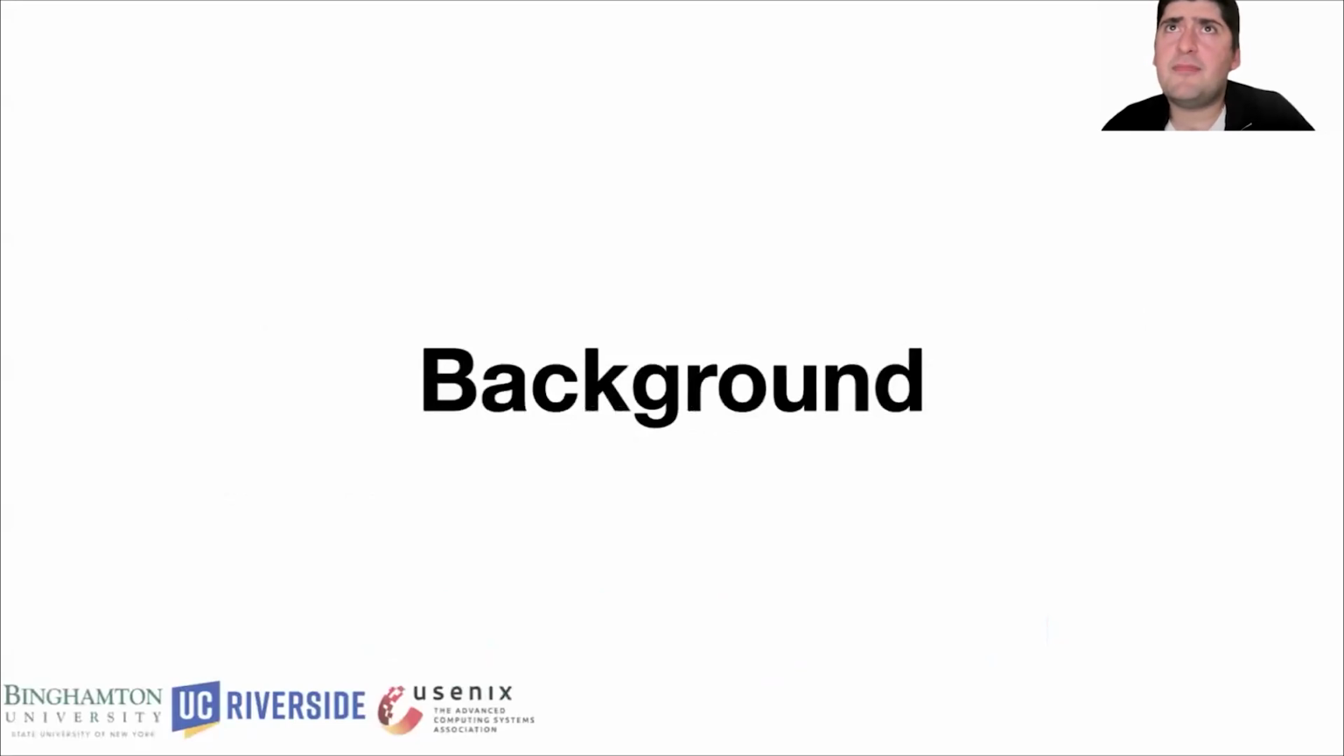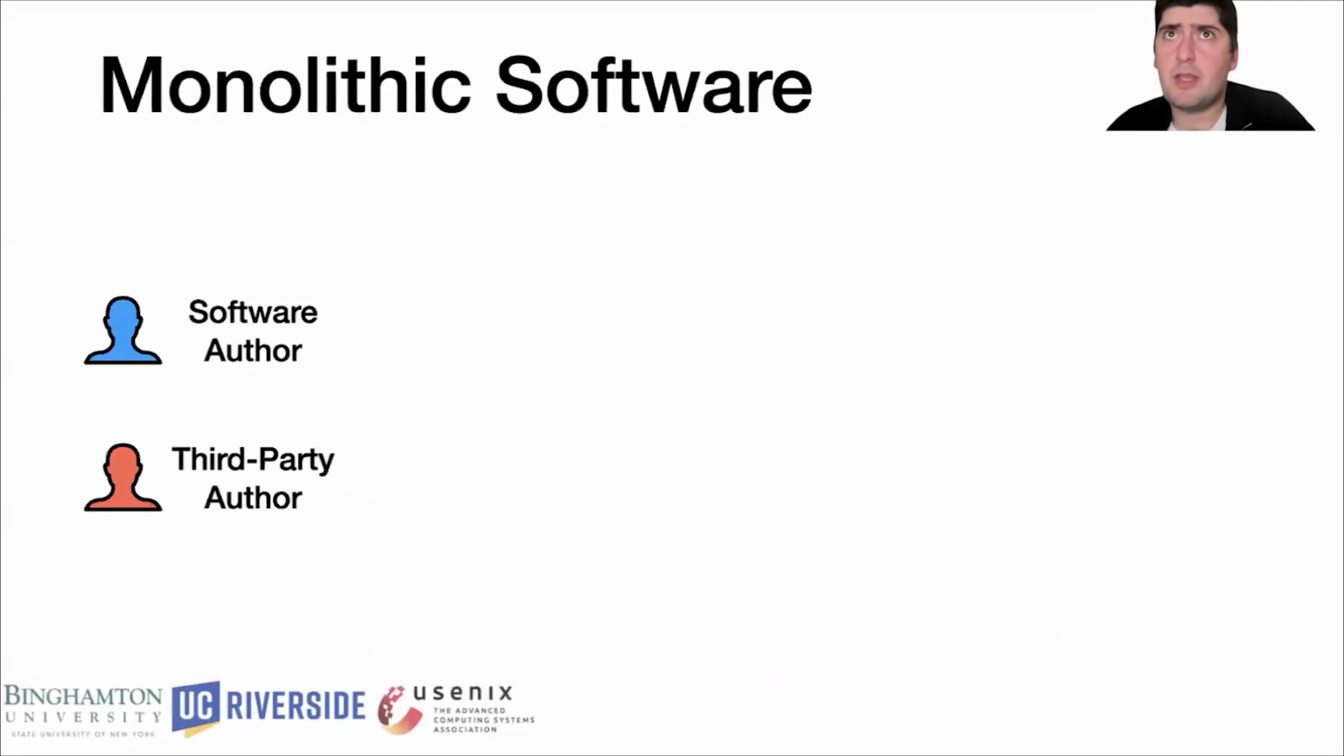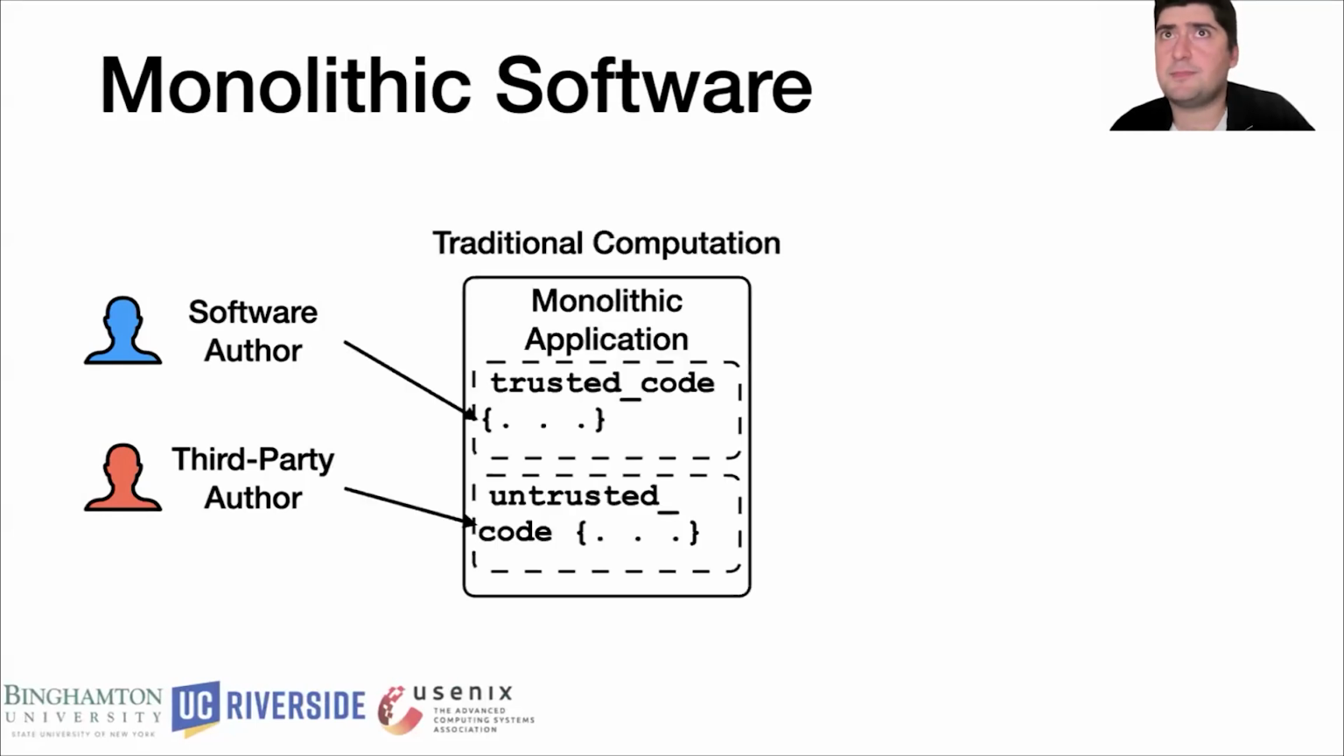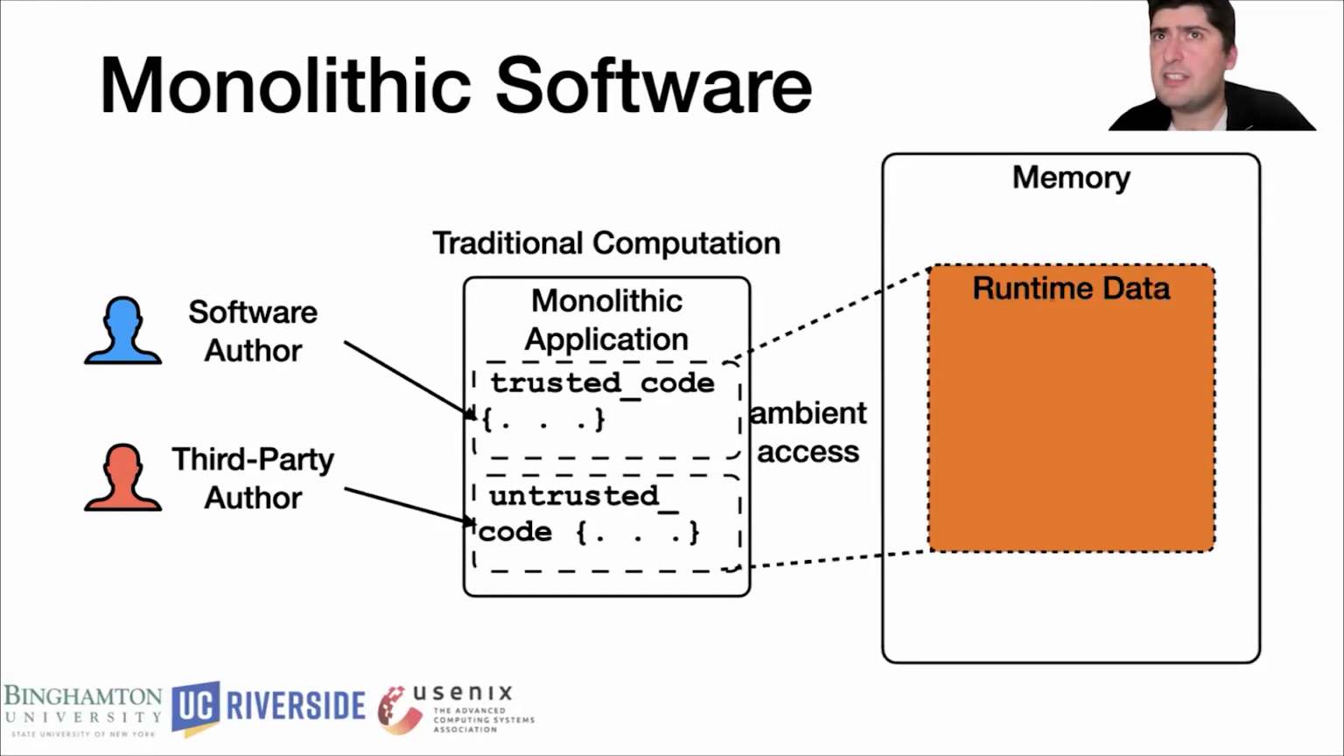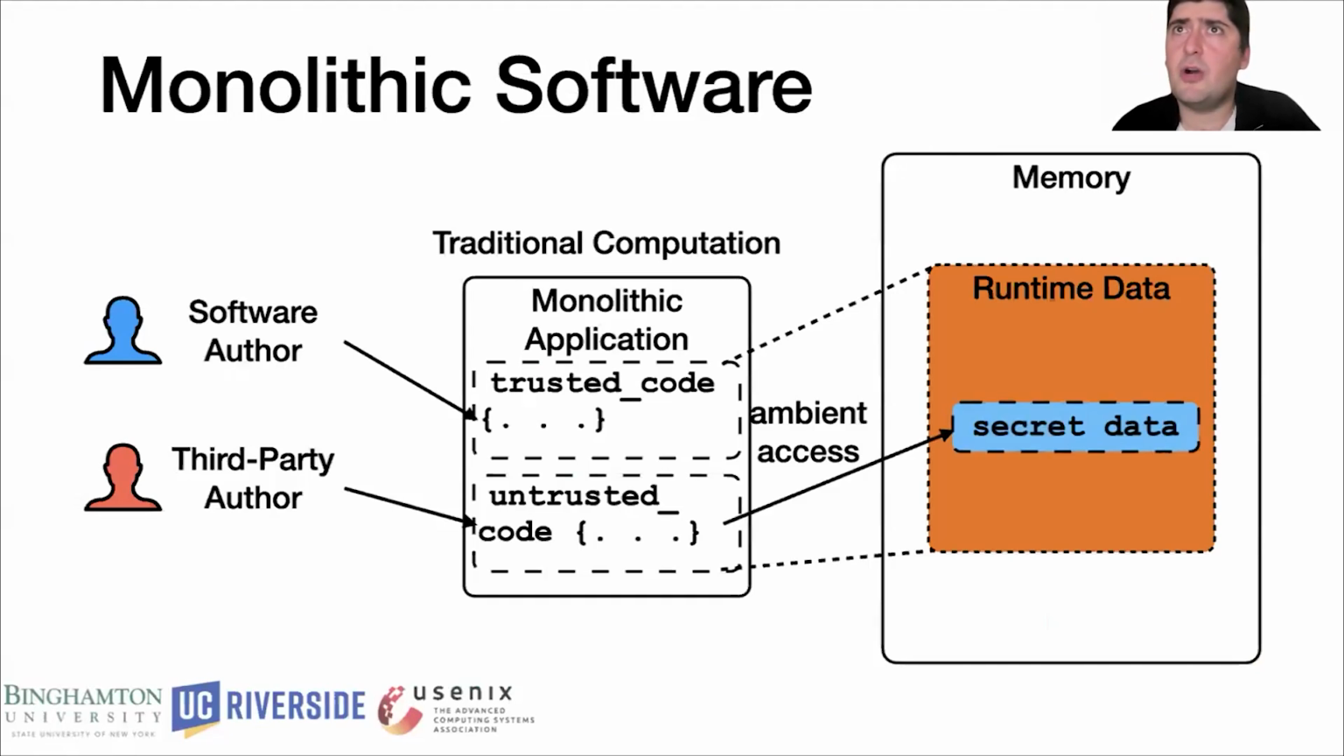First, let's give a brief background on our motivation. In a typical software development scenario, a primary developer might hire a third party to speed up the development process. They collaborate on a monolithic application, where all code shares the same memory and privileges. This model assumes ambient authority. Any code can access any resource. That's a problem, because malicious or buggy third-party code can freely access sensitive information and potentially leak it.